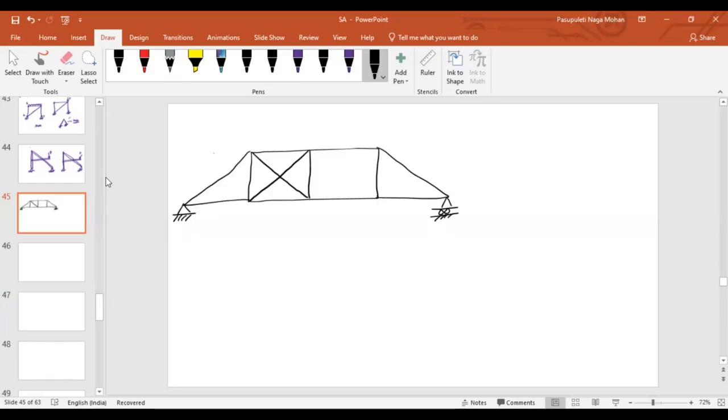Now here the question is, you have to identify whether it is externally determinate or not, or whether it is internally determinate or not. And if it is not stable, then we have to identify the answer. So can you guys quickly tell me what the answer could be? What is the indeterminacy for this? First of all, tell me whether it is determinate or indeterminate, or whether it is stable or not.